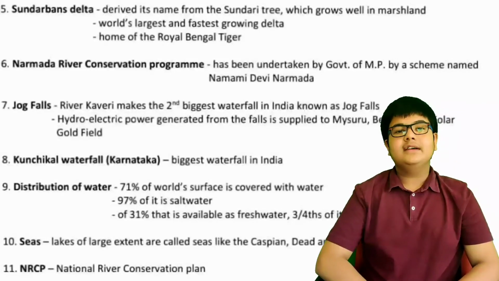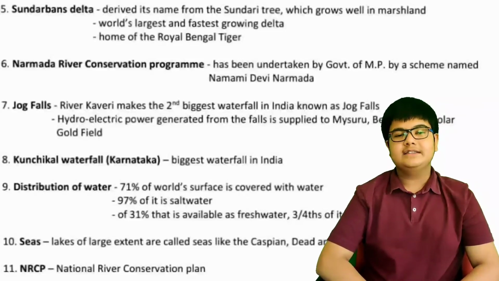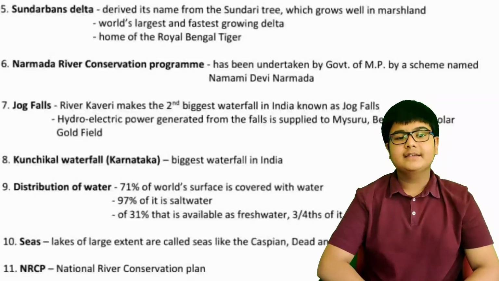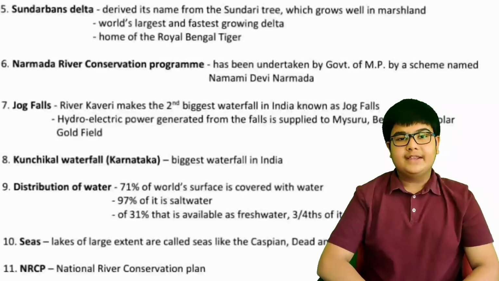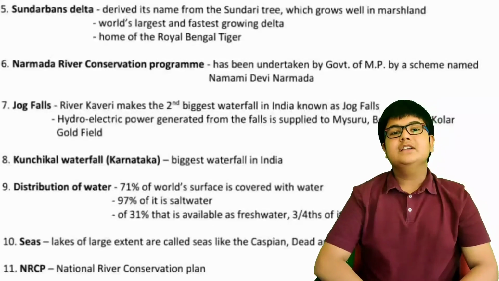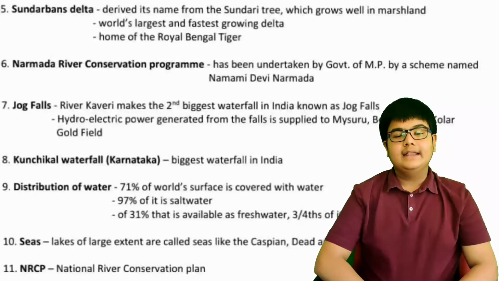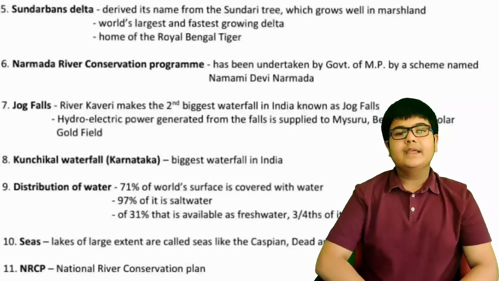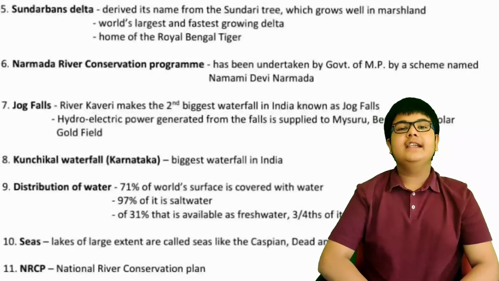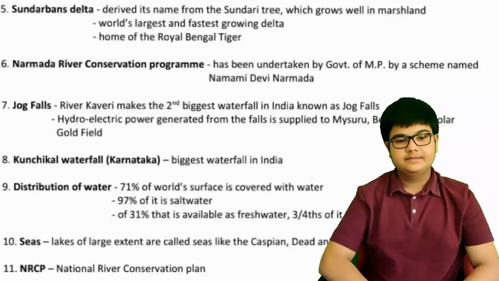Sixth, Narmada River Conservation Program. This is the integrated conservation program launched by the MP government to protect river Narmada. Seventh, Jog Falls. River Sharavati forms the famous waterfall, Jog Falls. The hydroelectric power generated in these falls is supplied to Kolar Goldfield, Mysuru and Bangalore. Eighth, Kunchikal Waterfall. This is the largest waterfall in India and it is in Karnataka.